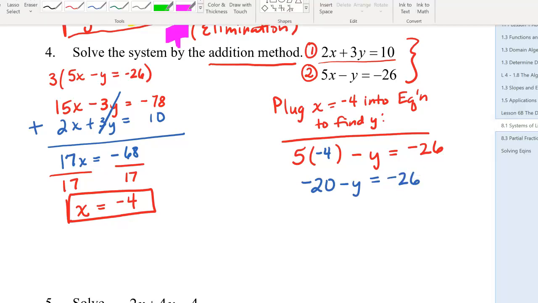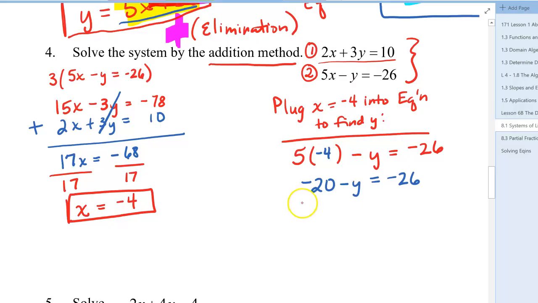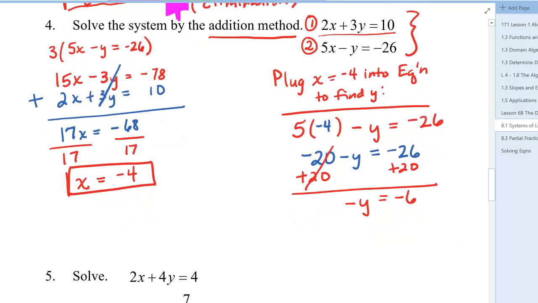Now I'm going to add 20 to both sides, and that's going to give me negative y equals negative 6 because the negative 20 plus 20 cancels out. And now if I divide both sides by negative 1, that's going to give me y equals 6.